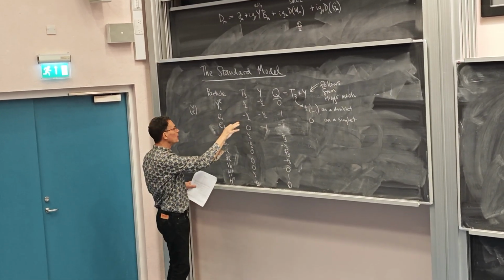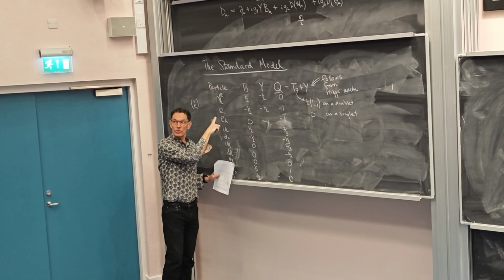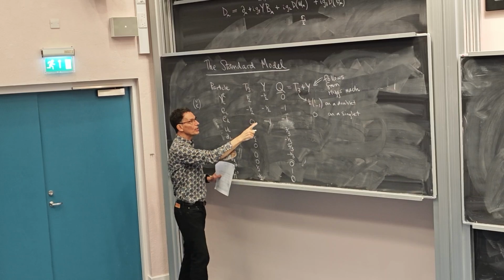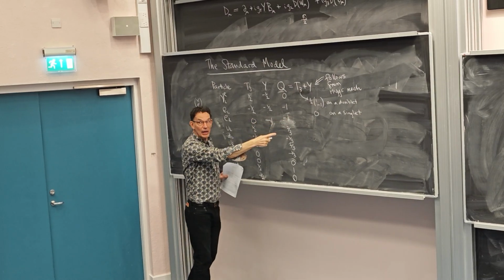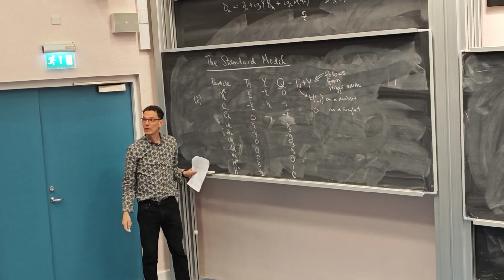Okay, so let's keep going. Right-handed electron. It's a singlet under SU2. It's not in a doublet. T3 is 0. Electric charge is minus 1. It's the same as the left-handed electron. Must have hypercharge minus 1.